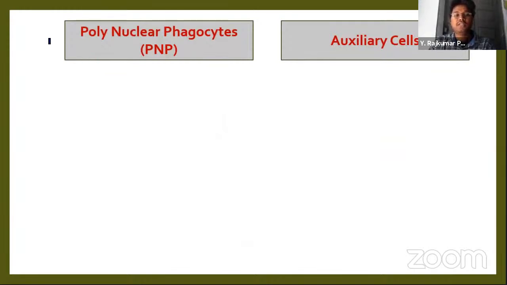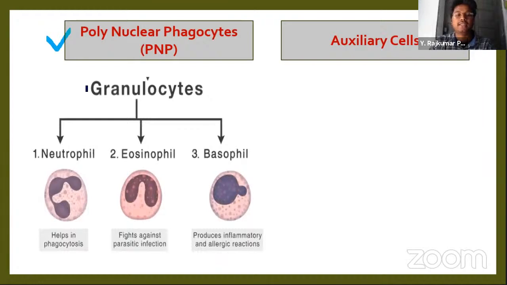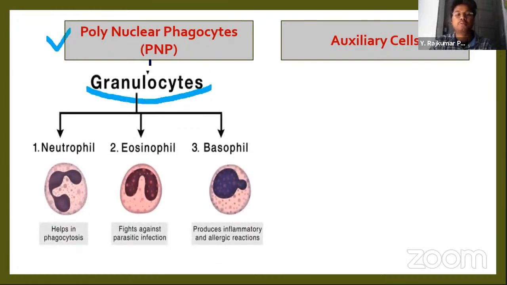Next, polynuclear phagocytes. Mononuclear phagocytes, we have just studied. Now polynuclear phagocytes are the second type of phagocytes. These are nothing but the type of WBC called the granulocytes. Agranulocytes are monocytes and lymphocytes. We have studied that, but the granulocytes, which contain granules in the cytoplasm, are called granulocytes. They act as polynuclear phagocytes.